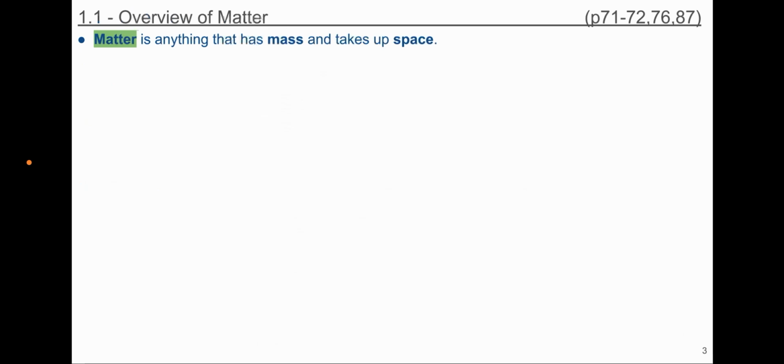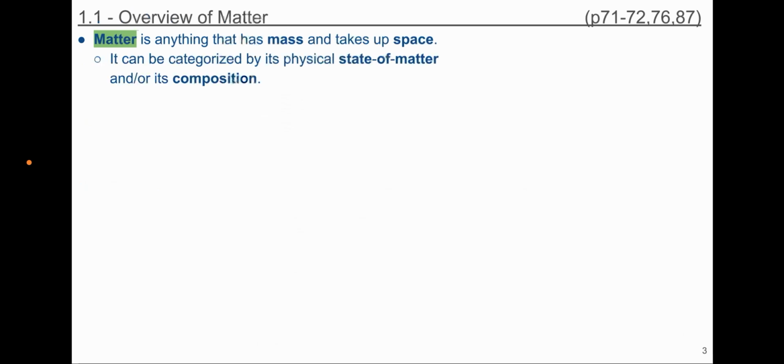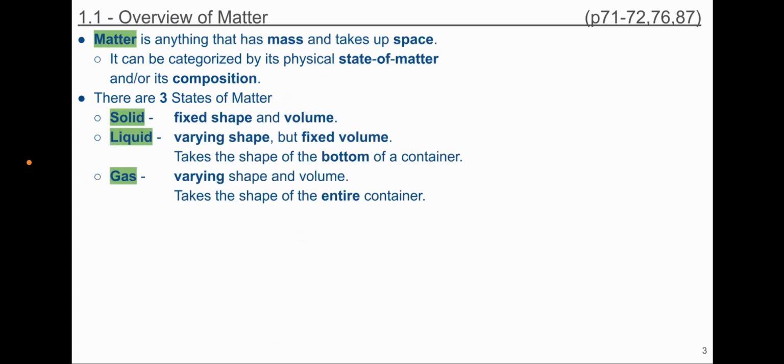So matter. Matter is anything that has mass and takes up space. And we can categorize it by its state of matter or its composition. There are 3 states of matter. And I know plasma is a 4th state, but we're just talking about the common ones you would see day to day. Plasma is not all that common day to day. Solids, liquids, and gases. And that's the definition for those right there.